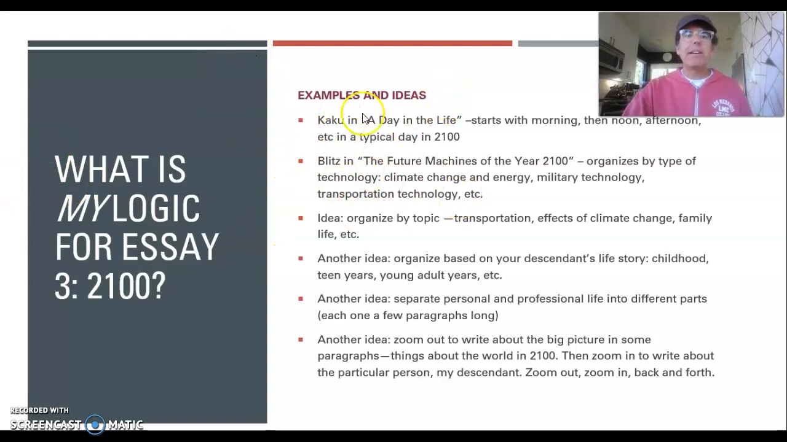So examples and ideas. Kaku in A Day in the Life. You might remember this article. He starts with morning and then noon, then afternoon, and goes through a typical day. So that's the logic that Kaku decided on for setting up his paper. Blitz in the Future Machines of the Year 2100 organizes by type of technology: climate change and energy, military technology, transportation. So it's kind of organizing by different topic.